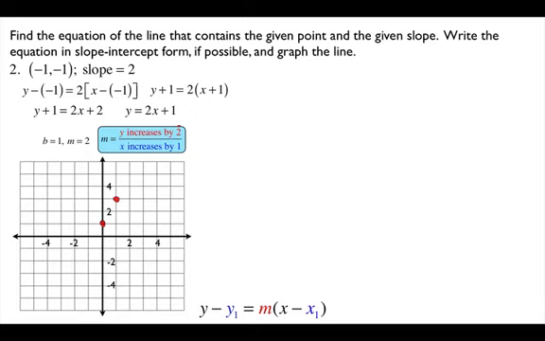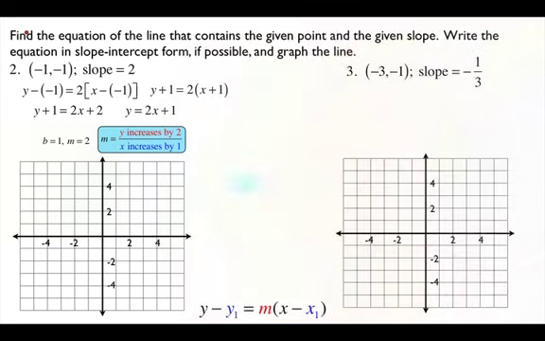So instead of increasing by 2, I am going to decrease by 2, and instead of increase by 1 on the x, I'm going to decrease by 1. Okay, and then from here, we just sketch a line, and this is the answer to number 2. So here's 3.